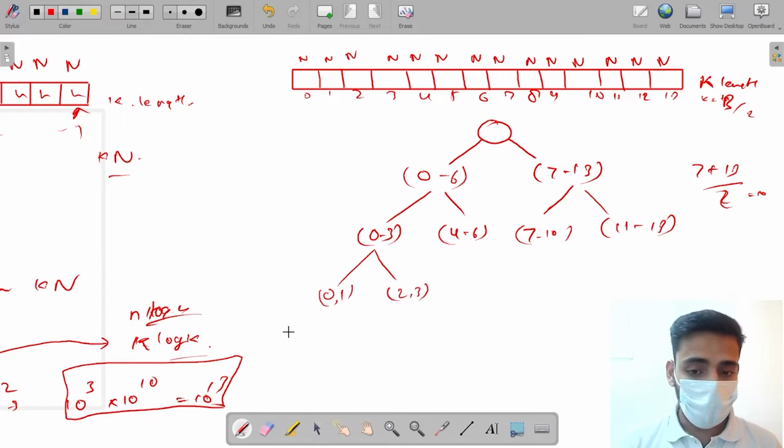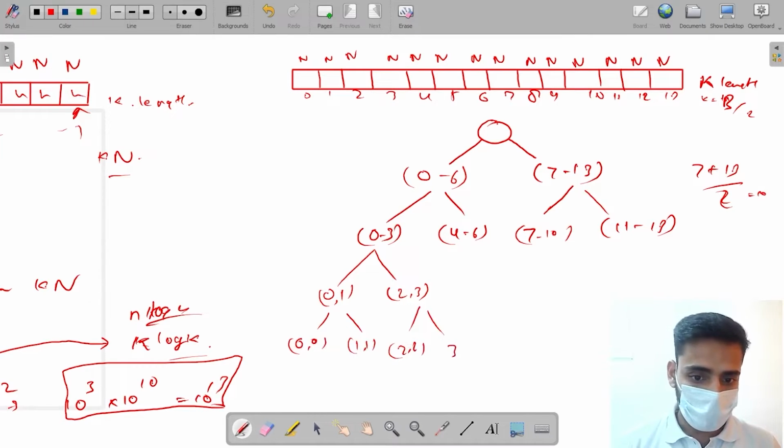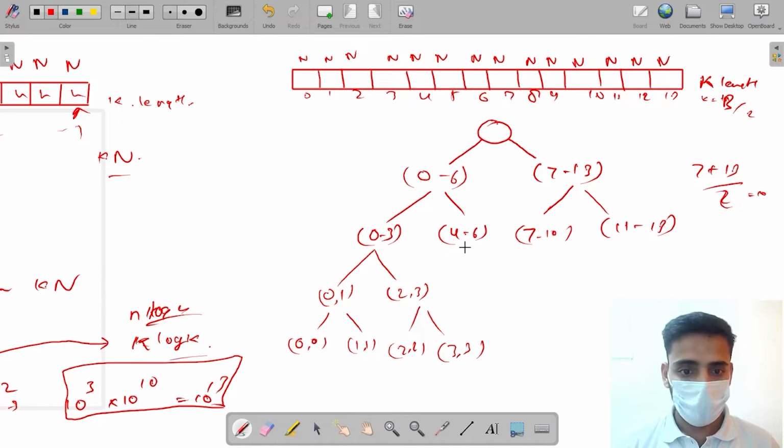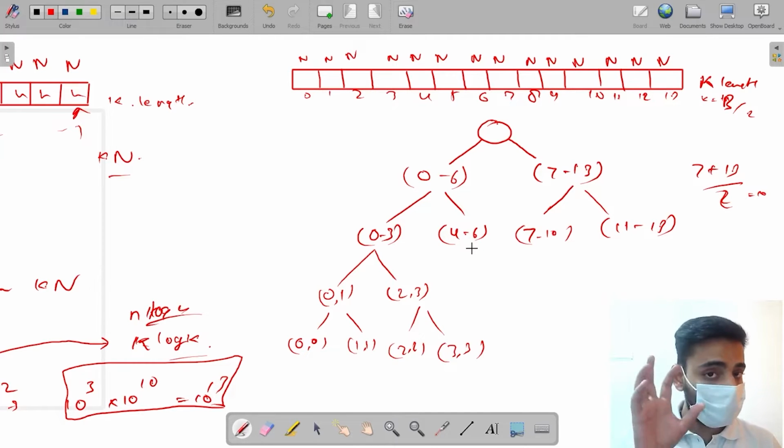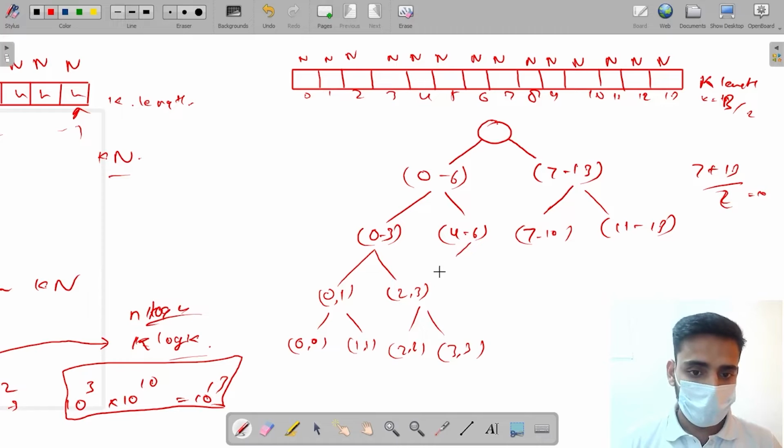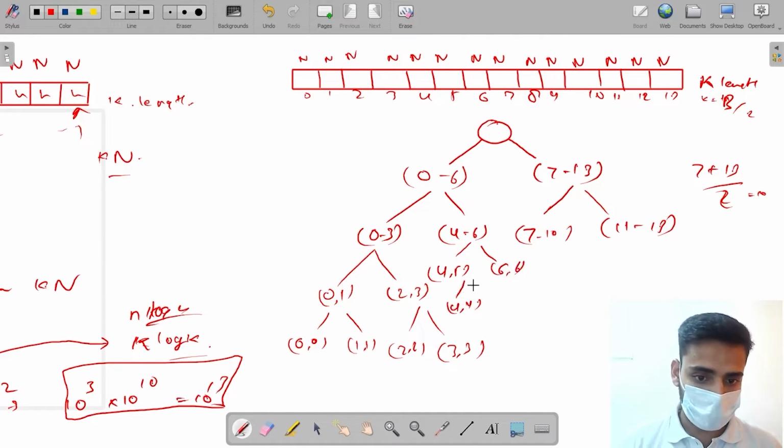Now moving forward, it will be 0 0, and it will be 1 1, 2 2, 3 3. Here also 4 to 6 is going to divide into two parts. So 4 to 5 and 6 on this side, which is also going to divide into two parts. Here is 4 4 and 5 5, and 6 6.